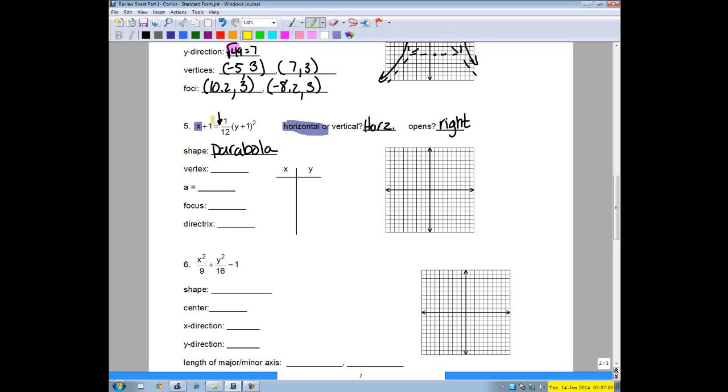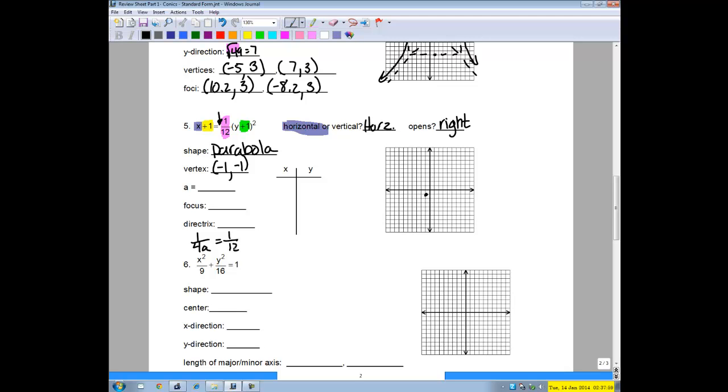To figure out your vertex, you see what's next to your x and what's next to your y. Since this is a positive one, it will be negative 1. Since this is a positive one, it will be negative 1. So at negative 1, negative 1. That's my vertex. My a is, of course, 1 over 4a is equal to whatever this fraction is. So it's 1 over 12.